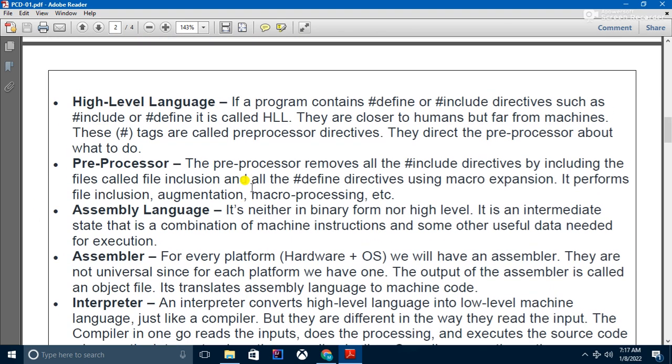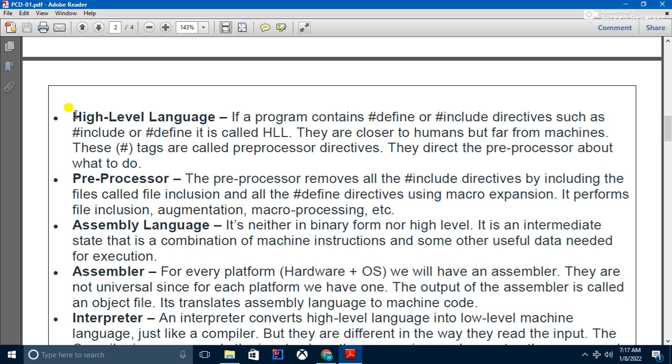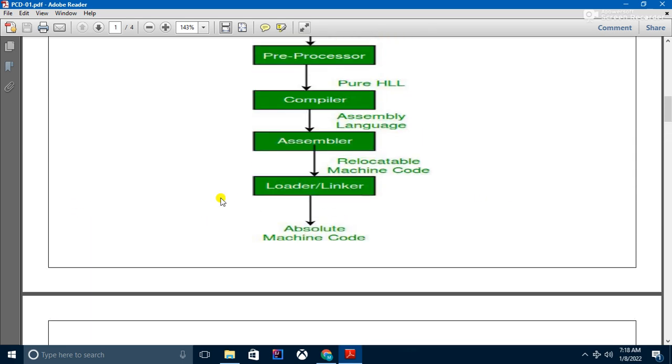Like for example, the source program will be in the high level language, and then it goes through the first step that is called pre-processing. Pre-processing will include all the files which are needed by removing the hash define and hash include directives. Then it produces the assembly language code by going through the compilation process.